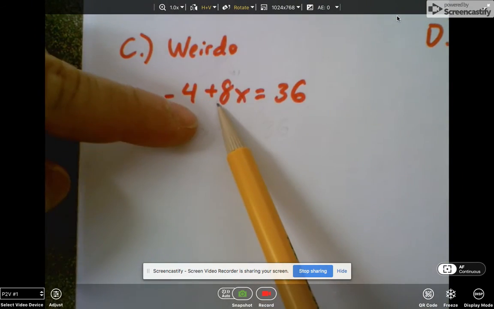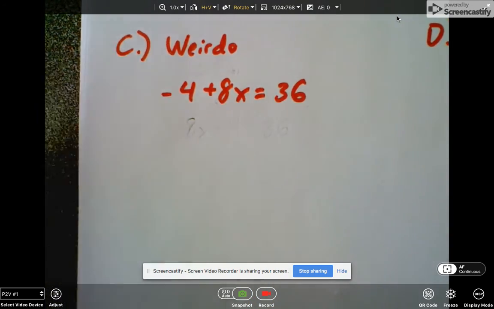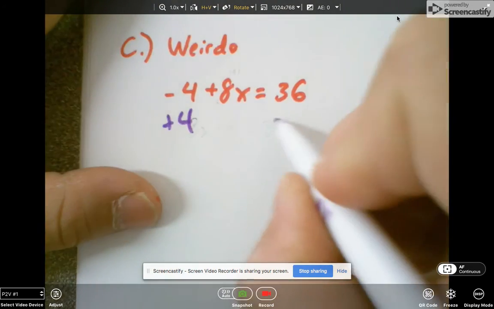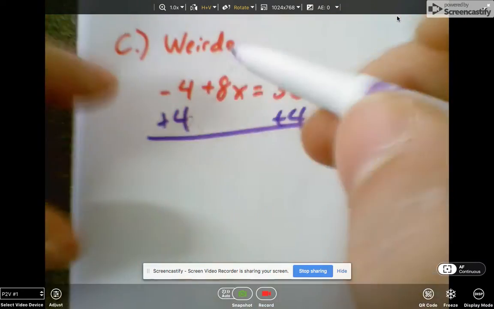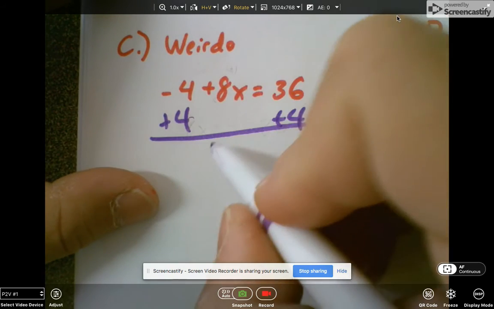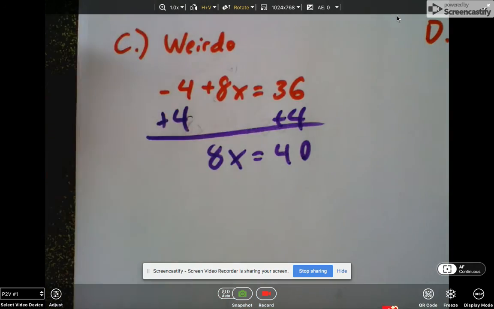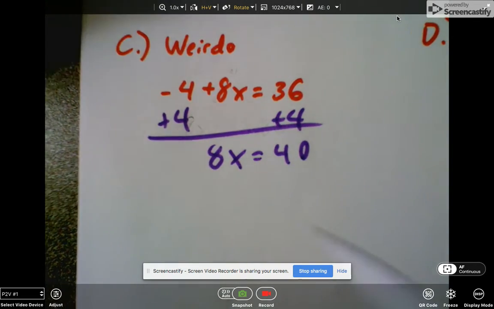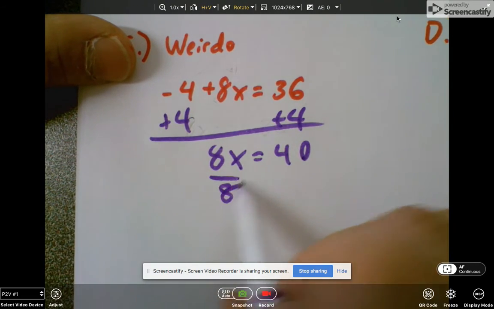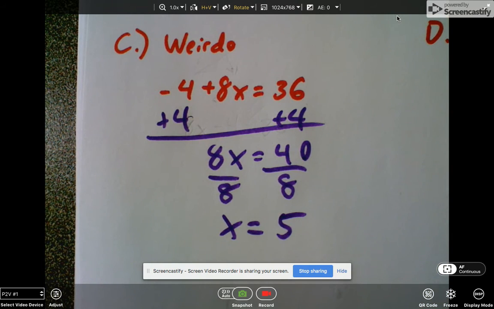So even though this is addition, what's the only way to get rid of this negative 4? Yeah, we're going to add 4 to both sides. Add 4, because we know that a negative 4 plus a positive 4 is just 0. So this is left with 8x equals 40. So that's step 1. Step 2 is just to get rid of multiplication by dividing each side by 8. We're left with x equals 5.